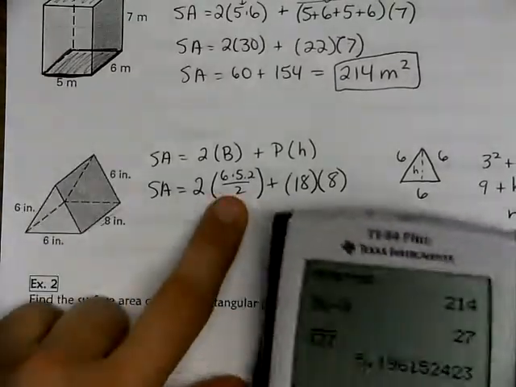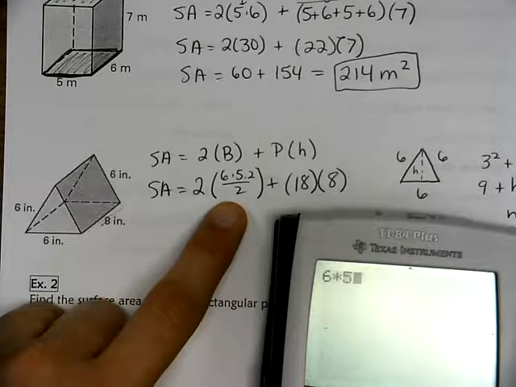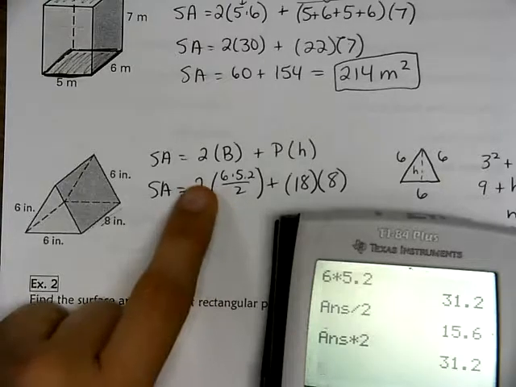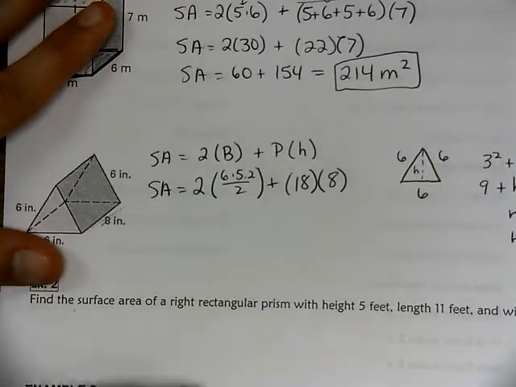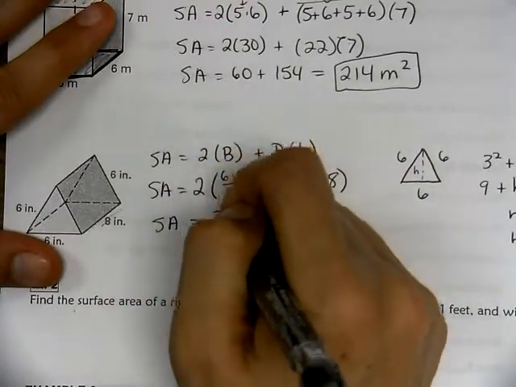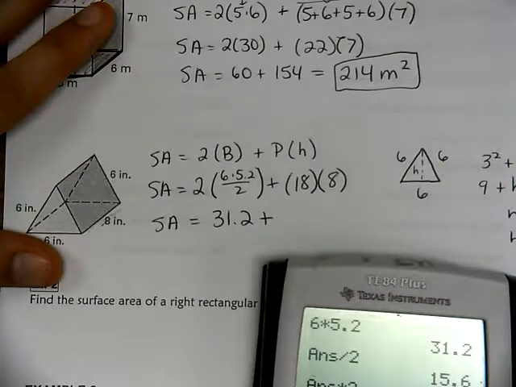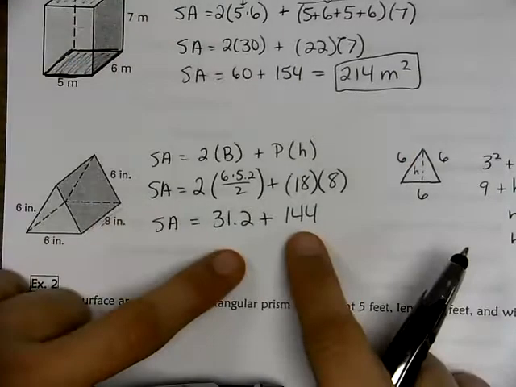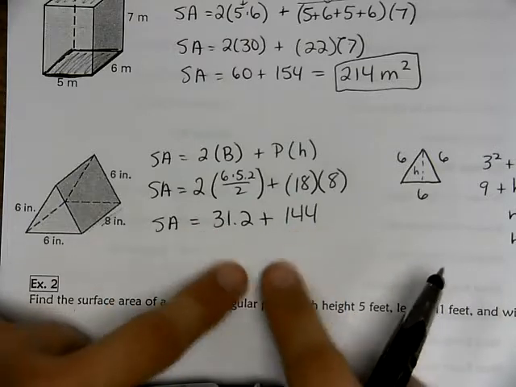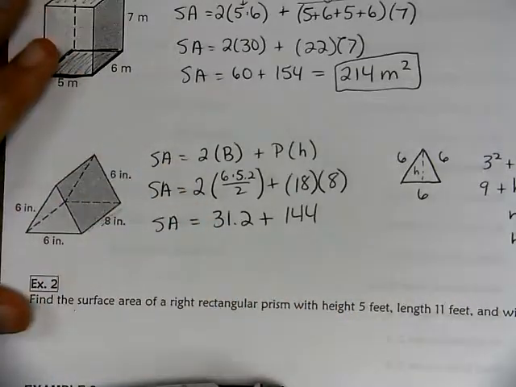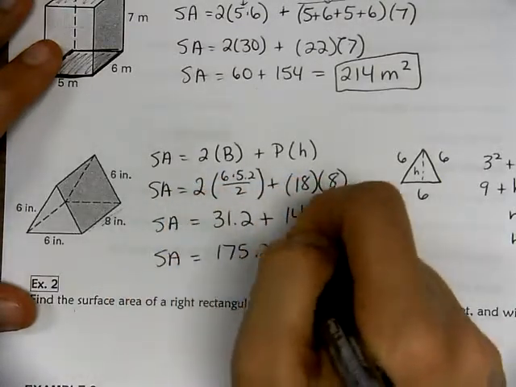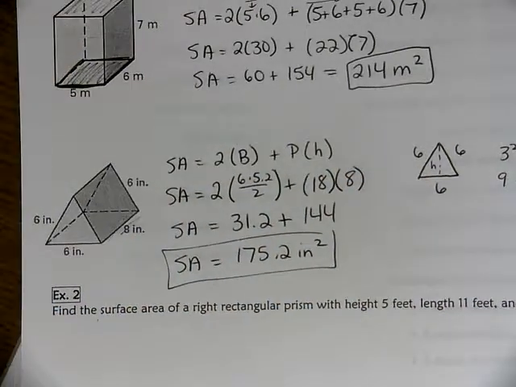So now just plug this in the calculator. I'm going to start with parentheses here. So 6 times 5.2 divided by 2 times 2. The divided by 2 and the times 2 cancel each other out. So our surface area is 31.2 plus whatever 18 times 8 is, 144. So make sure your last thing that you do in the surface area is adding the two things together. Don't add before you multiply. So 175.2 inches squared. Again, that's a harder one.